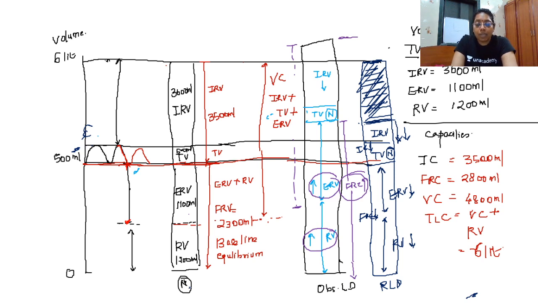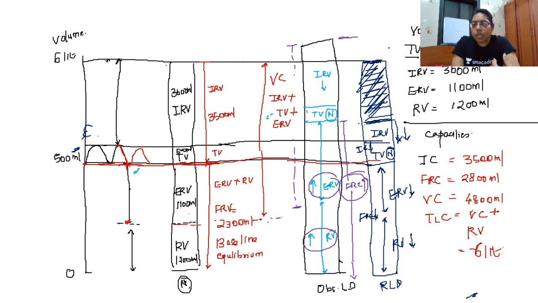We will meet again for discussing dynamic lung volumes and capacities, and there we'll be discussing the flow volume curve and the time vital curves. This particular topic is very, very essential, and there are a lot of questions which are asked on the calculations and the factors which are affecting the vital capacities and the functional residual capacity.